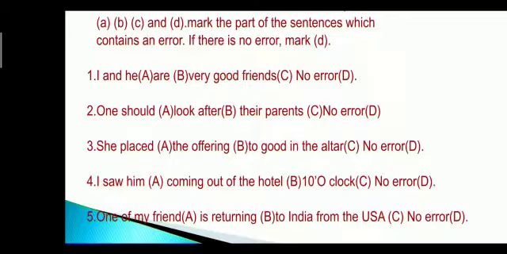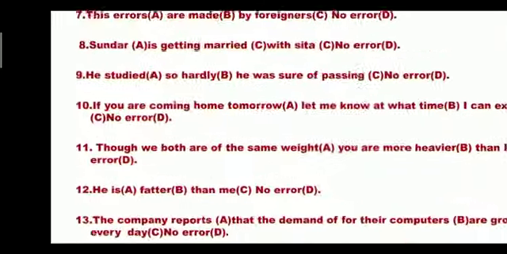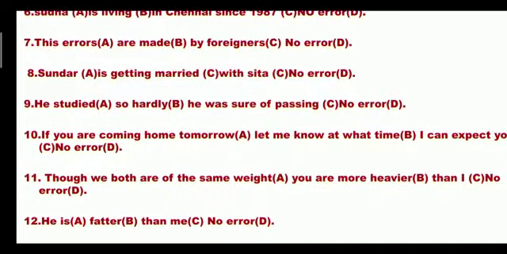Fifth: one of my friend is returning to India from the USA. Sixth: Sudha is living in Chennai since 1987. Seventh: these errors are made by foreigners. Eighth: Sundar is getting married with Sita. Ninth: he studied so hardly he was sure of passing. Tenth: if you are coming home tomorrow, let me know at what time I can expect you. Eleventh: though we both are of the same weight, you are more heavier than I. Twelfth: he is fatter than me.